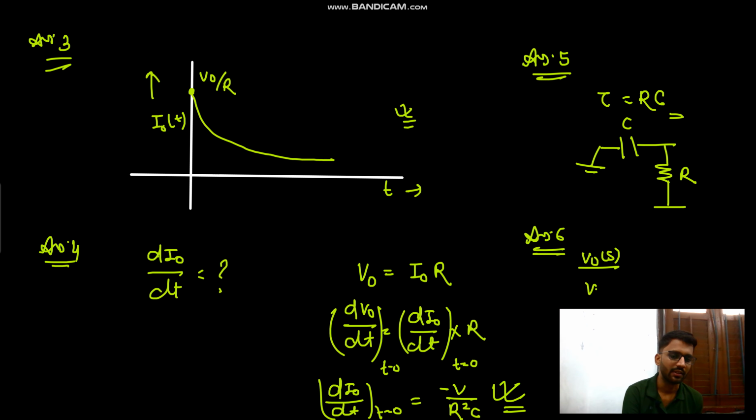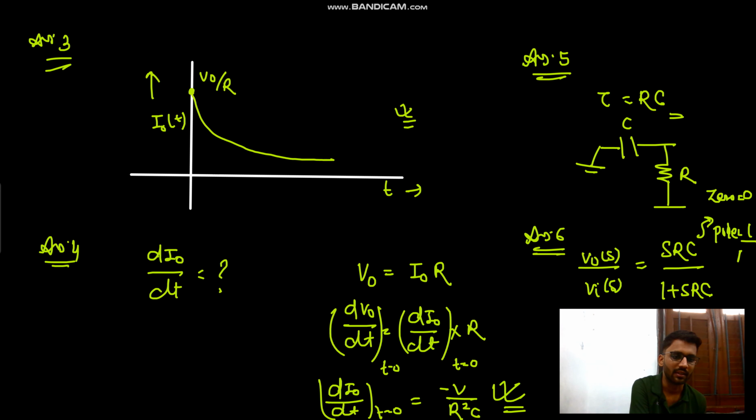And what is the transfer function here? V naught(s) by Vin(s) is sRC upon 1 plus sRC, right? So your zero is at 0, and your pole is at 1 by RC, right? Your pole is at 1 by RC and your zero is at 0. So from here you can see this.